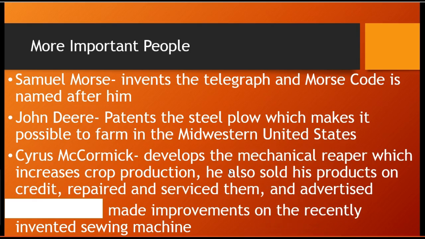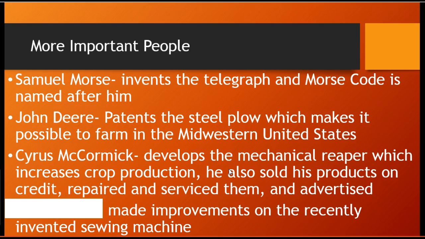Another invention was from Cyrus McCormick. He invents something called the mechanical reaper, which increased crop production. He also sold his products on credit and repaired and serviced them and advertised, which were all new concepts. So if you bought a mechanical reaper from Cyrus McCormick and something went wrong, you took it back to him and he would fix it up for you. At a fee, obviously he would charge you for it, but he would fix your reaper for you.